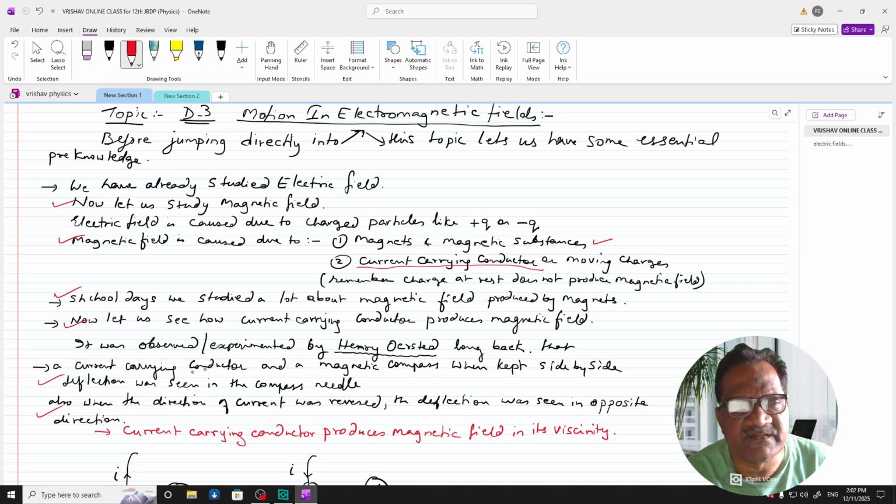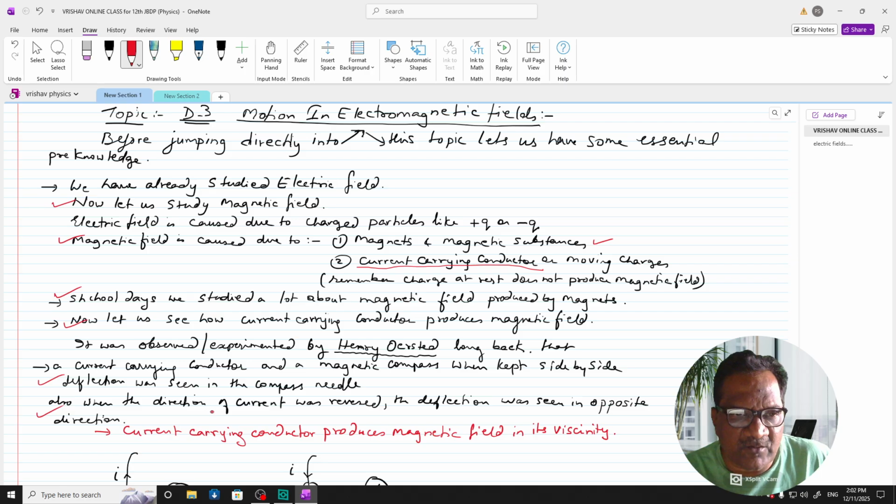Okay, so what he did, he used a current carrying conductor and some magnetic compass, and he kept both of them side by side. What he observed is, whenever a current carrying conductor and a magnetic compass were kept side by side, he saw some deflection taking place in the compass needle, indicating that there must be some magnetic field produced by the current carrying conductor.